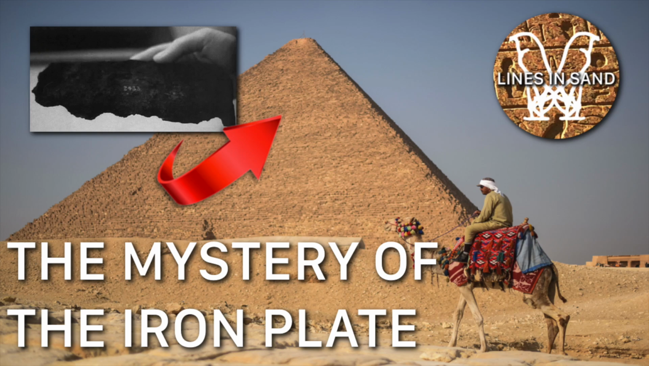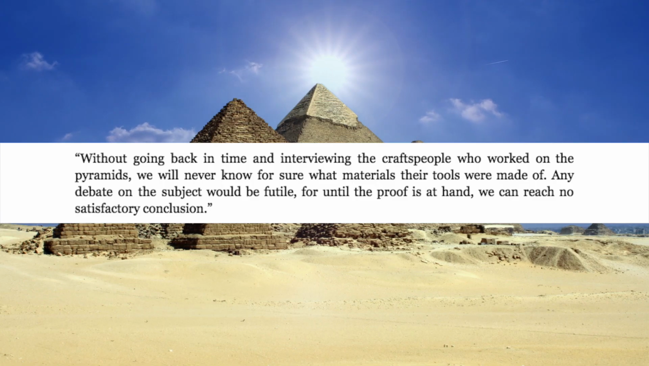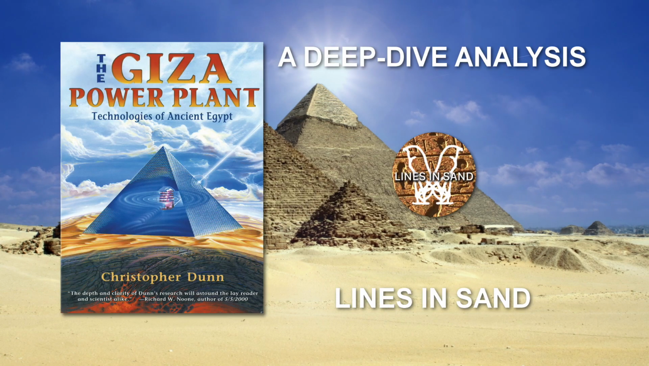This for me seems like a bit of a stretch, especially as I have investigated the iron plate and found that it is almost definitely not contemporary to the construction of the Great Pyramid, but we'll come back to that later. As Dunn himself says, however, without going back in time and interviewing the craftspeople who worked on the pyramids, we will never know for sure what materials their tools were made of. "Any debate on this subject would be futile, for until the proof is at hand, we can reach no satisfactory conclusion." Quite right, I say.